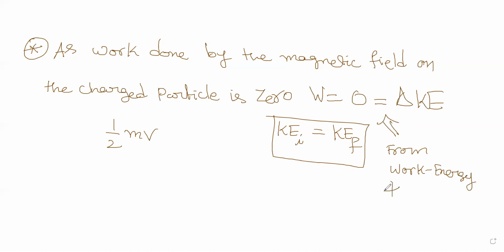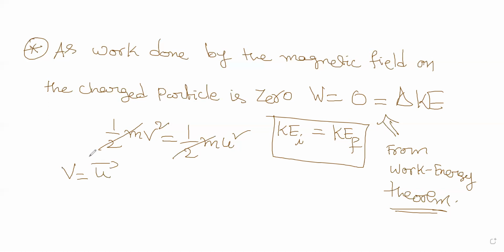I told you this will come everywhere. With this, you can solve any kind of problem. So when delta KE is equal to 0, KE initial is equal to KE final. So half mv square is equal to half mu square. Here you can cancel, so v is equal to u. In fact, mod V bar is equal to mod U bar.